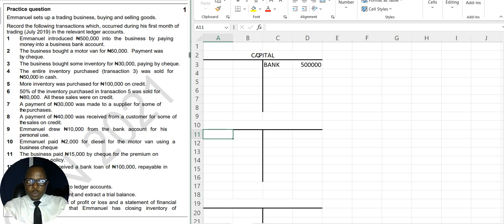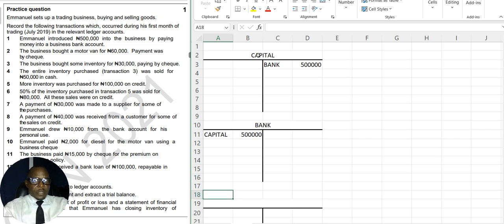All right. So name this as bank. Bank is receiving. Remember, since the transaction was recorded on the credit side of capital, then the corresponding debit entry will be bank, and that will be capital. Bank received from capital 500,000. All right, and that is all for that line. So you move on.